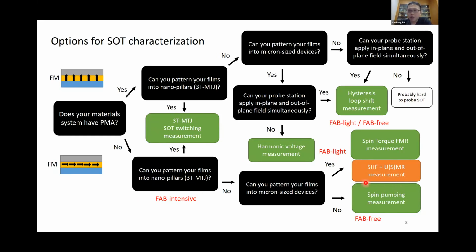So today, what I'm going to show you is that you can probe SOT switching even if your film has in-plane magnetic anisotropy. And this is probed through the spin Hall effective field and also the unidirectional spin Hall magnetoresistance.